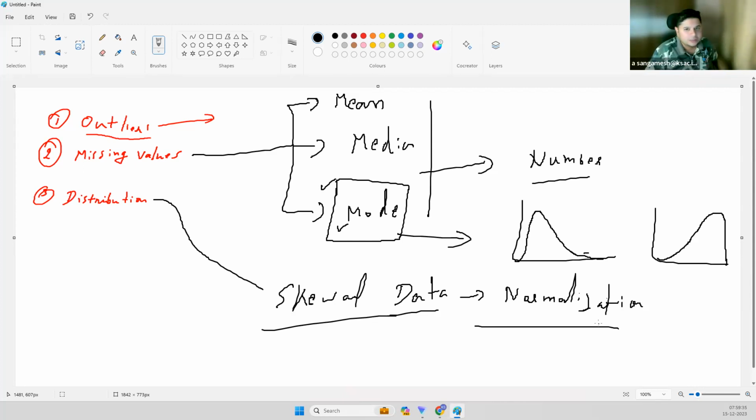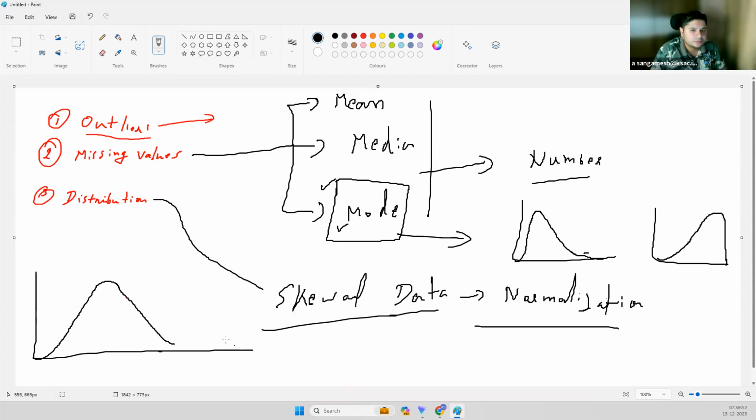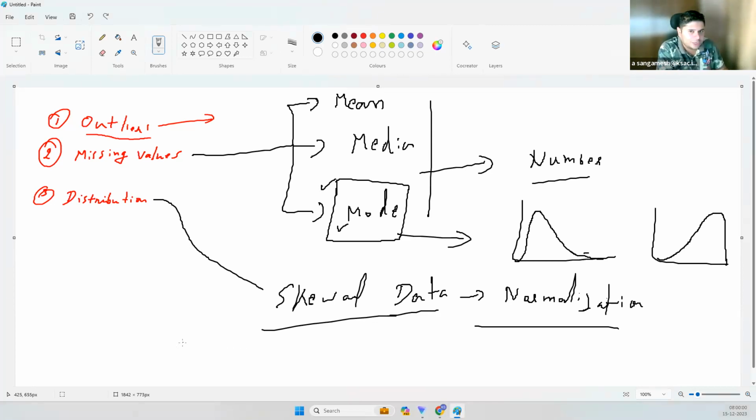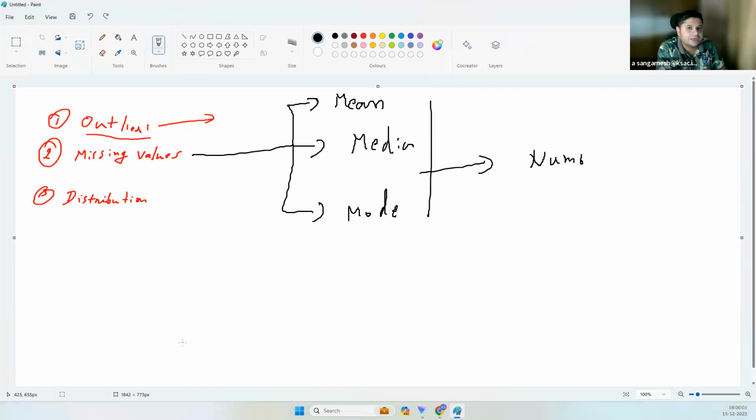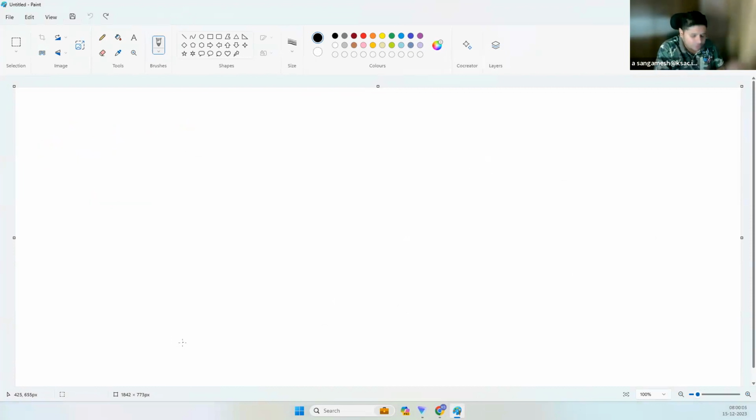There are some statistical transformations which are actually required. That is something you can do. Normalization is one option. Using normalization, we can bring skewed data into a normally distributed fashion, something like this. That is one type of transformation. Similarly, let me give you another example, related to something called standardization.